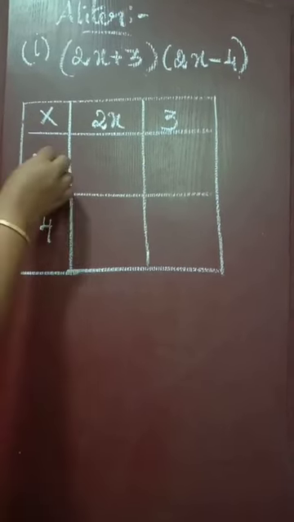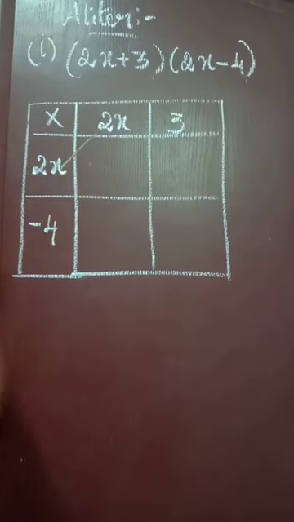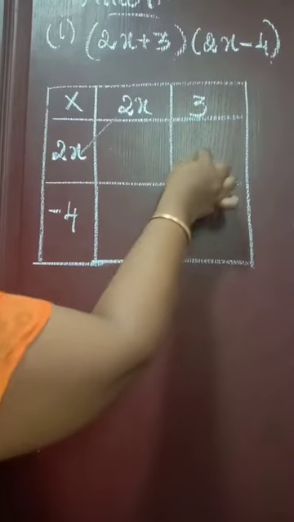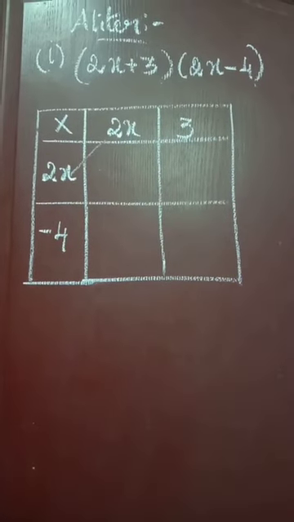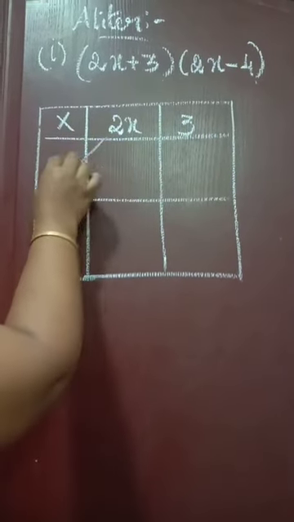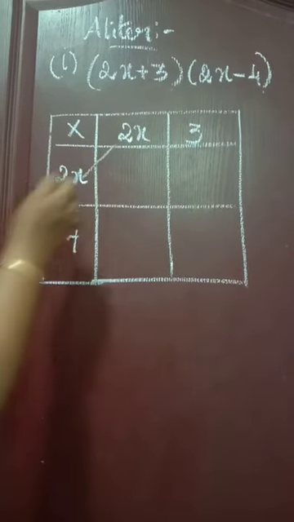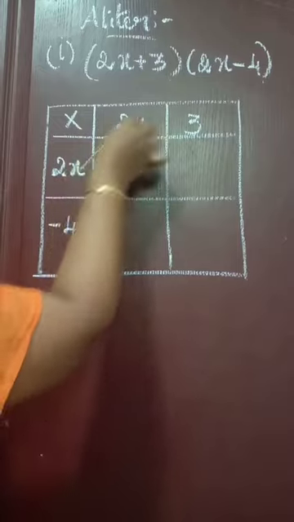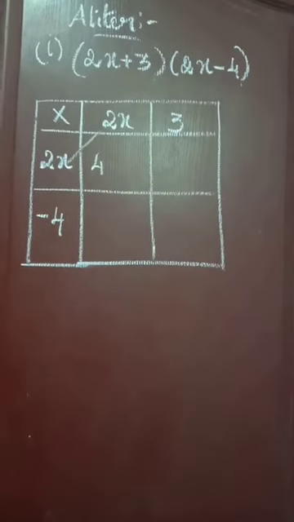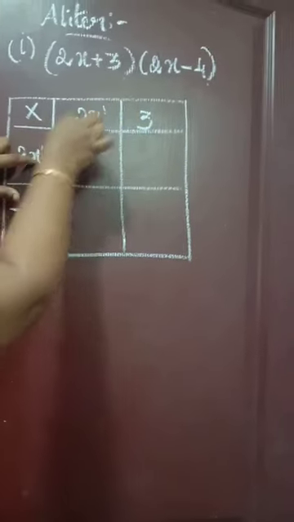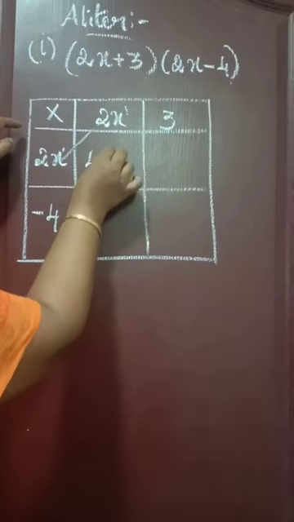You have to multiply these two terms and write here. Next, you have to multiply 2x with 3 and write the answer here. How do you multiply 2 into 2? What is the answer? Yes, 2 2s are 4. X into x means x square. Here 1 is the power, here 1 is the power. So 1 plus 1, 2. So 4x square.